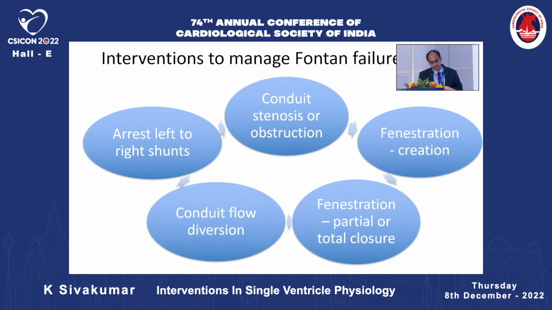So to summarize, interventions in Fontan failure can be either for conduit stenosis or conduit obstruction. We can either create a fenestration or close a fenestration or optimize a fenestration. We can do a conduit flow diversion. We can address all the left-right shunts in the form of aortopulmonary collaterals, PDA, BT shunt, antegrade pulmonary blood flow.